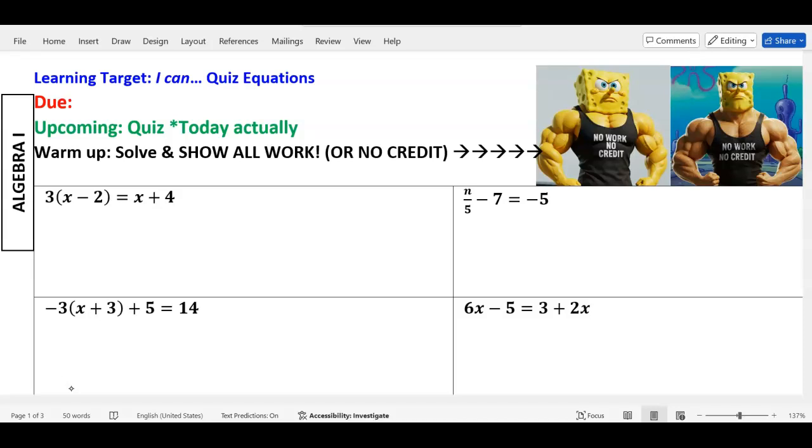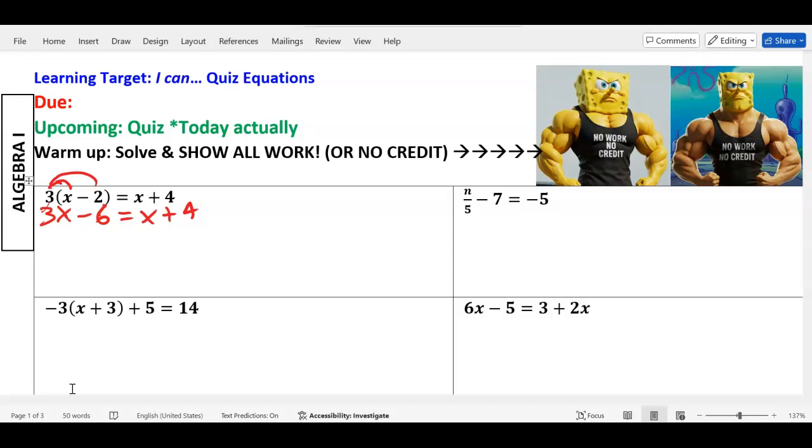Look over here, please. On the first one, when you see parentheses, do you know what to do? You're going to distribute, right? 3 times x, 3 times negative 2. 3 times x is 3x. 3 times negative 2. If you need to use Desmos for computation, that's fine. So that should give you negative 6. Bring down equals x plus 4. Is everyone okay with this first step?